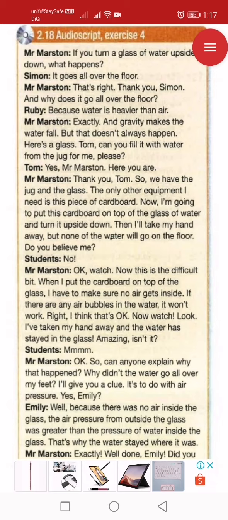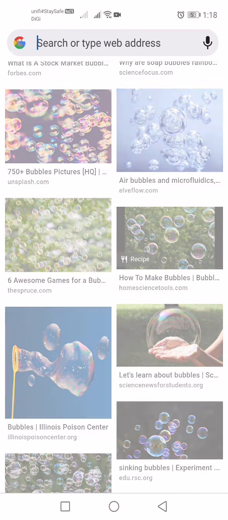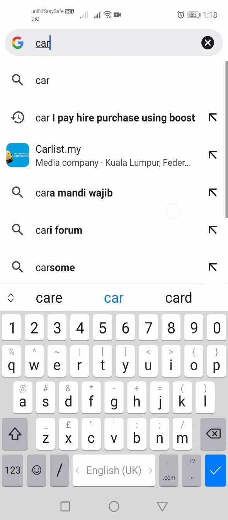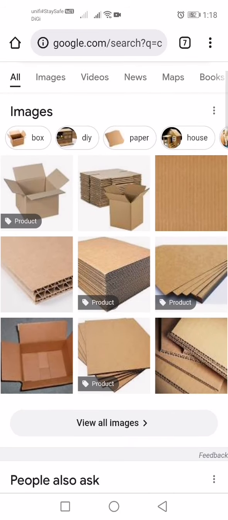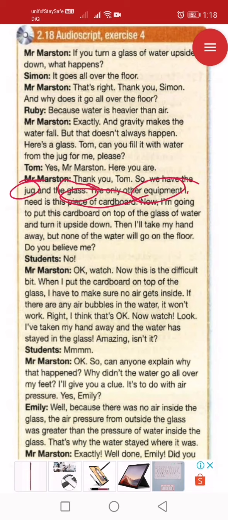So we have the jug and the glass. The only other equipment I need is this piece of cardboard. Okay, kita sudah ada jug, kita sudah ada glass tu dengan air. Apa lagi saya perlu? Equipment, alatan yang saya perlukan yang lagi ialah this piece of cardboard. Kau tahu apa tu cardboard kah? Yang kotak itu dikira sebagai cardboard. Bahan ni dipanggil cardboard.